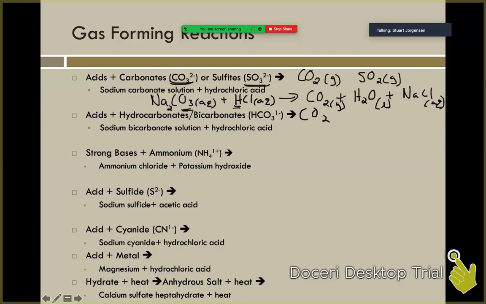So we're going to need 2 here. That gives us 2 chlorines. So we're going to need 2 of our hydrochlorics. I've got 2 hydrogen there, and then I've got 2 hydrogen in my water molecule. Cool. Should check out then for our balance.